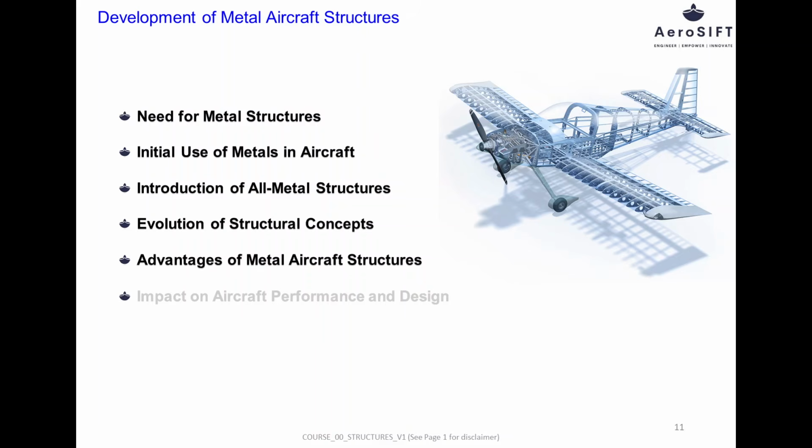Metal aircraft structures offered several advantages over earlier designs, including higher strength-to-weight ratios, improved fatigue resistance, and greater durability. Metal skins provided smoother aerodynamic surfaces, reducing drag and improving performance. Additionally, metal structures were better suited for pressurized cabins and could be manufactured with tighter tolerances, leading to improved reliability and consistency. The adoption of metal structures fundamentally transformed aircraft design.